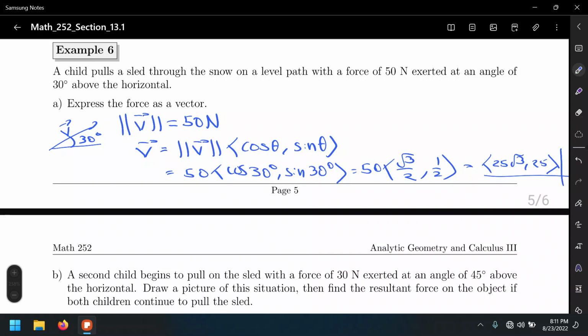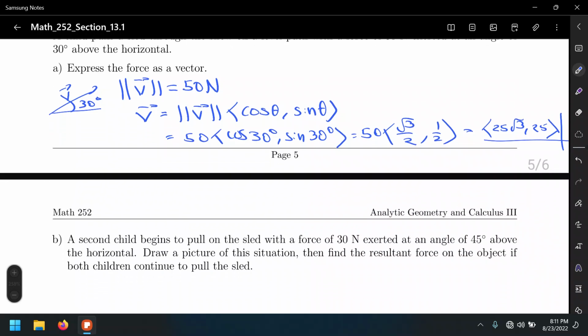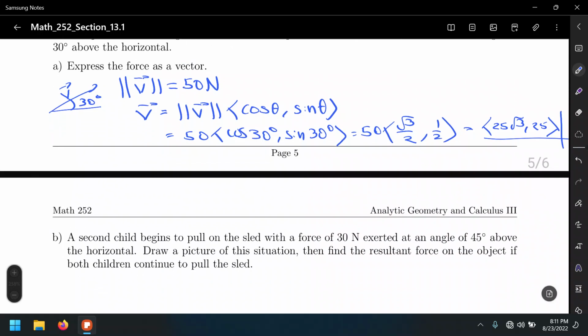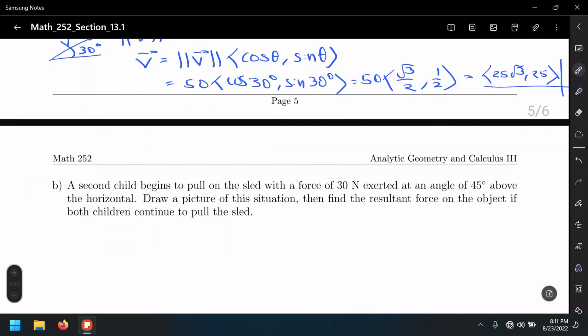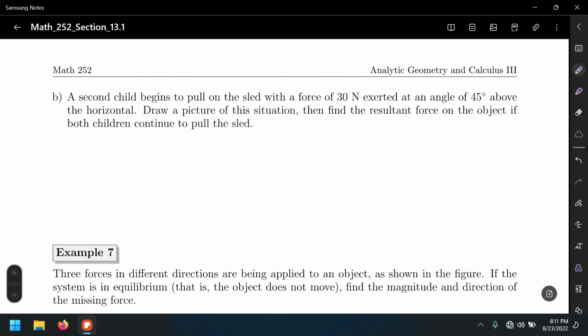So that's what the kid is doing by pulling the sled at a 30-degree angle. They're not telling us that it's being pulled perfectly horizontally with 50 newtons. We will check this result by comparing the resultant force versus the situation if the two combined forces were horizontal, so you can see the consistency of these results.